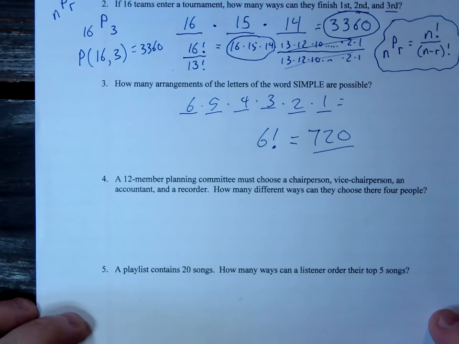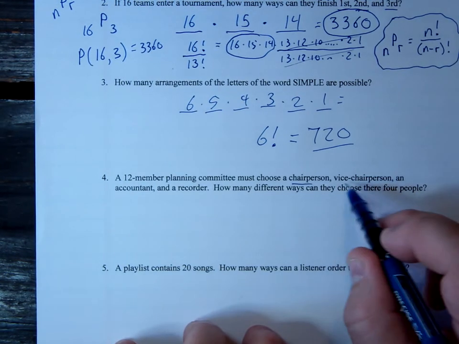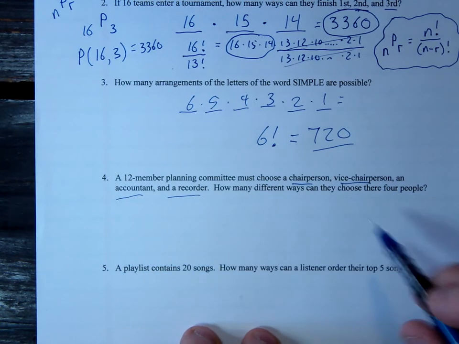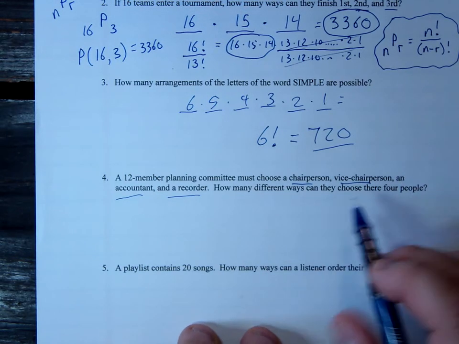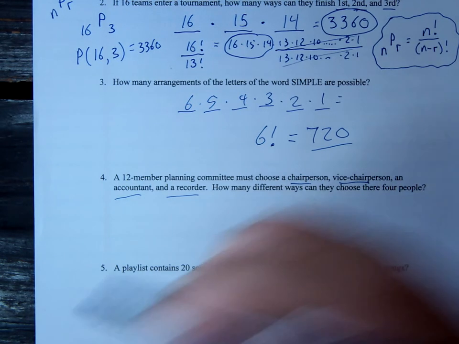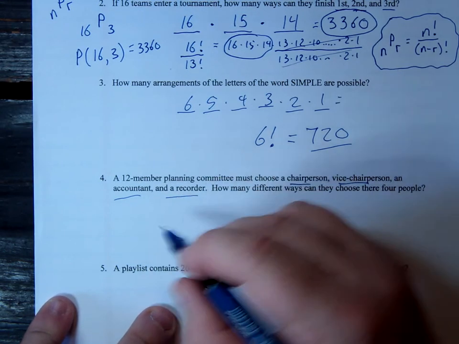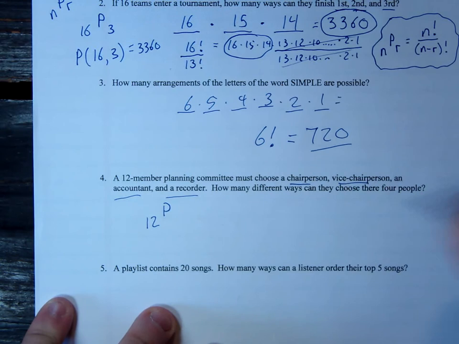A 12-member planning committee must choose a chairperson, vice chairperson, accountant, and a recorder. So again, that is a dependent situation. You're not using all of them. So we can turn this into a permutation. Or you could do it like you did the fundamental counting principle. So there are 12 people, and you are going to permute 4 of them.